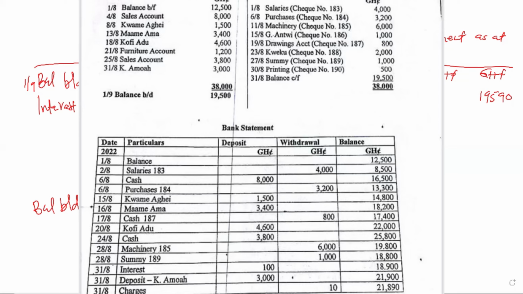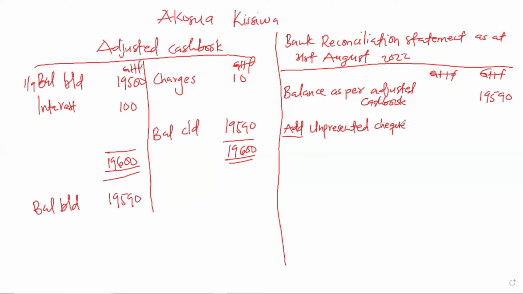Then we come back to the next entry, check number 186, which is 1,000. When we come here, there is 1,000, but this 1,000 is for check 189. So it means we don't have check number 186 here, which means the 1,000 check that we gave has not been presented for the bank to debit our account. So we call this an unpresented check.